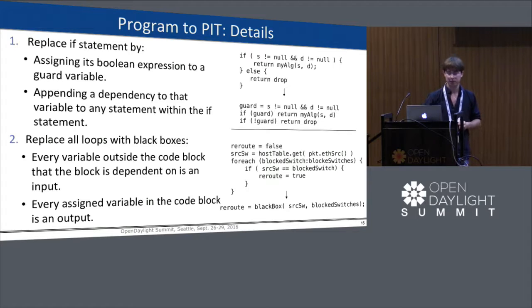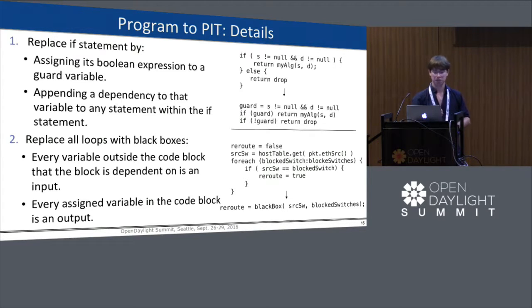How do we do this? First of all, we replace every if statement in the program by assigning its Boolean expression to a guard variable, and then appending a dependency on that variable to any statement within the if statement. In the example above, we take a given source and a given destination, return an algorithm if neither of them are null, and drop the packet if they are. We can map that into guard, which represents the Boolean expression calculated in the if statement, and then leave a dependency on guard in the two instruction tables that represent returning the result of the algorithm and dropping the packet.